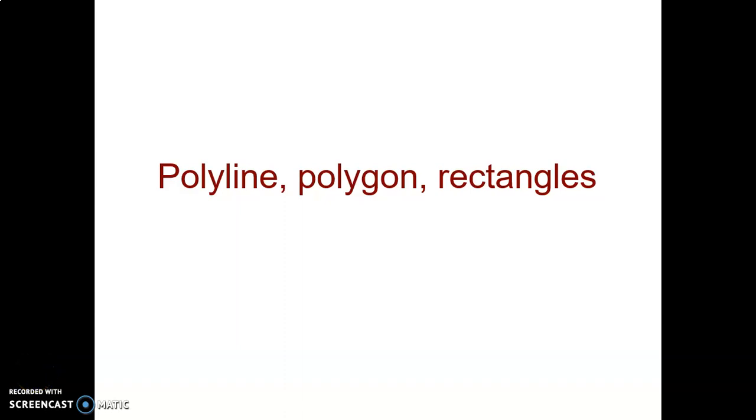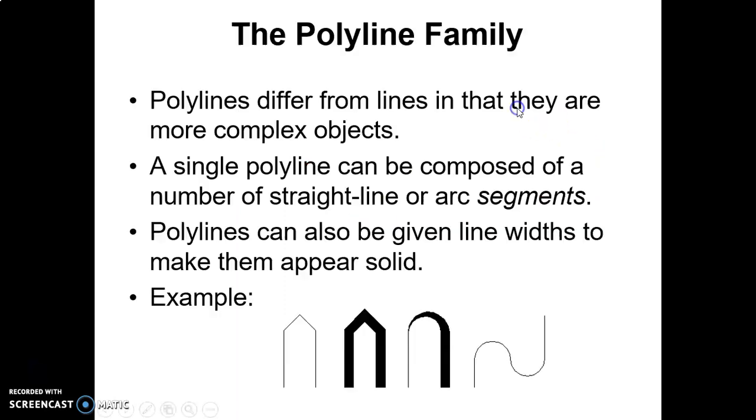Next topic is polyline, polygon, and rectangles. So polyline is a bit complex compared to a single line that we have learned before. A single polyline can be composed of a number of straight line and arc segment. Okay, kalau tengok kat sini, this is a combination of a single line, straight line, or arc segment. Okay, so polyline also can be given in certain width.